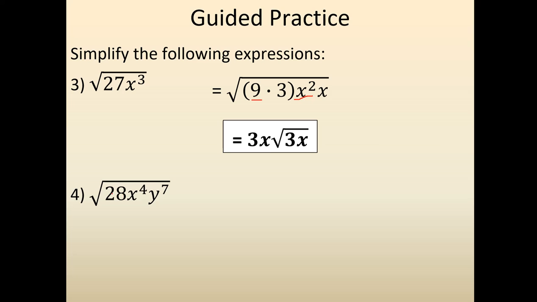Going back to here, so my number is 28. The largest number that's a perfect square that goes into that is 4. So the product would be 4 and 7. I don't do anything to the x to the fourth since it has that even exponent, but y to the seventh I'm going to replace as y to the sixth times y. So my perfect squares are 4, x to the fourth, and y to the sixth. So underneath the radical, I'm going to keep the 7 and the y, and outside it's going to be a 2, x squared, y cubed.